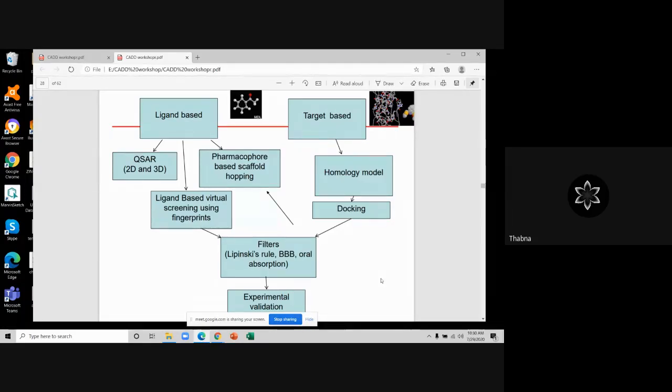In the previous two sessions, Professor Mukesh Doble discussed ADME property predictions, pharmacophore, ligand-based designs, and he also discussed the various softwares that are useful to drug design.